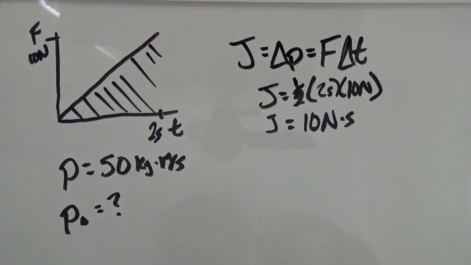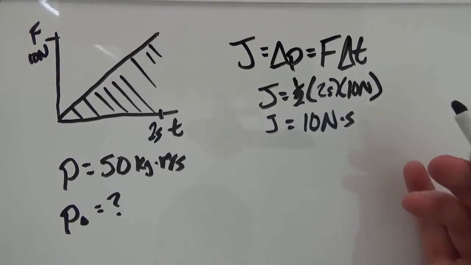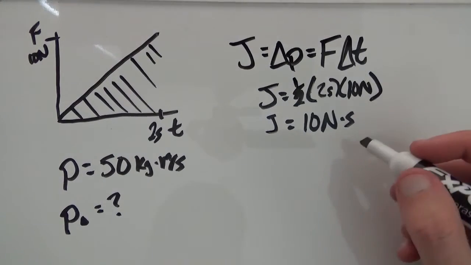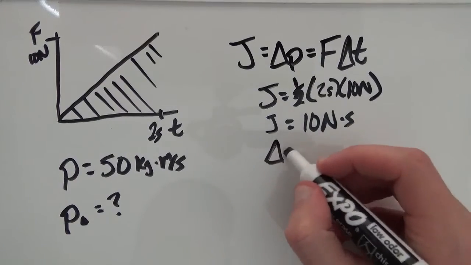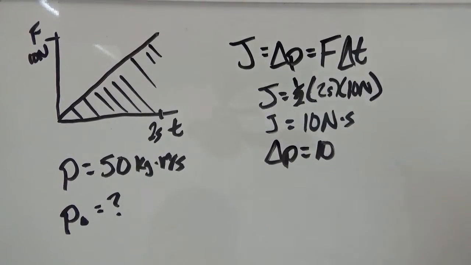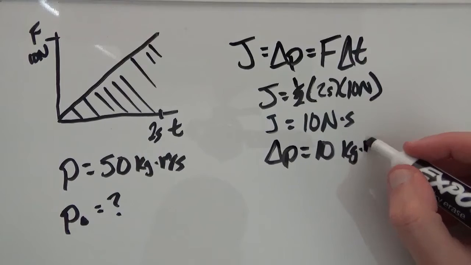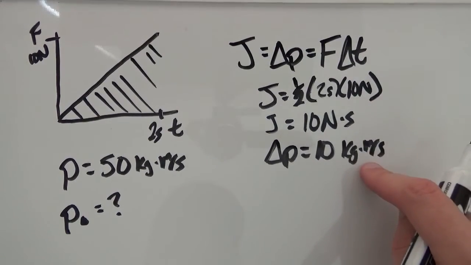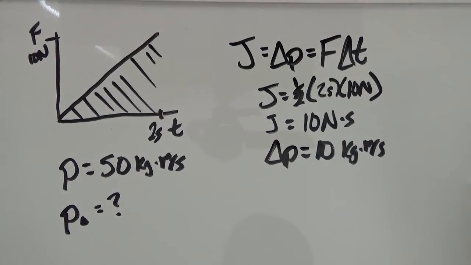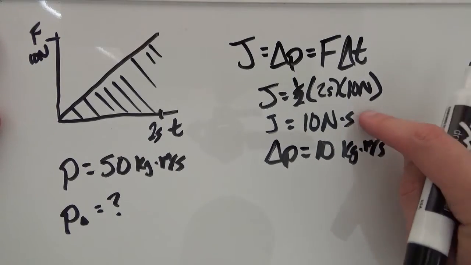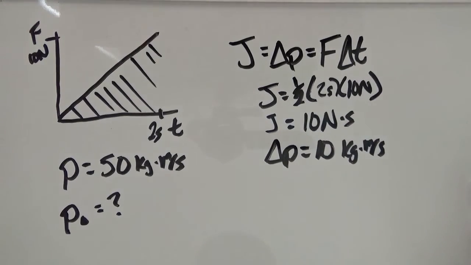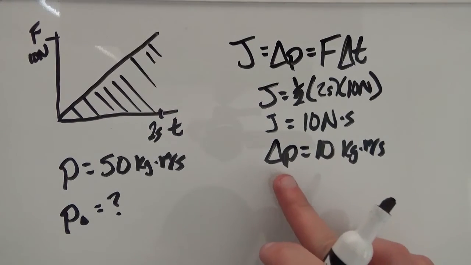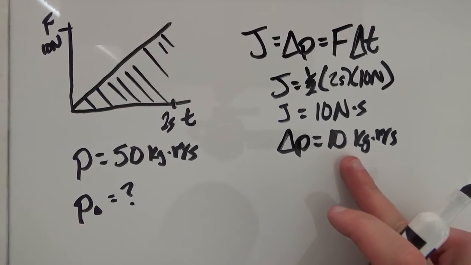Great. So impulse is the same thing as change in momentum, right? So our change in momentum is also equal to 10. Momentum is measured in kilograms times meters per second. These units are actually the same thing. You can reduce this into this or vice versa. They're interchangeable, they're equal to each other, so that should clue you in. The units are just emblematic of how you calculate it, so don't let that confuse you. They're the same thing. So our change in momentum is 10 kilograms times meters per second.